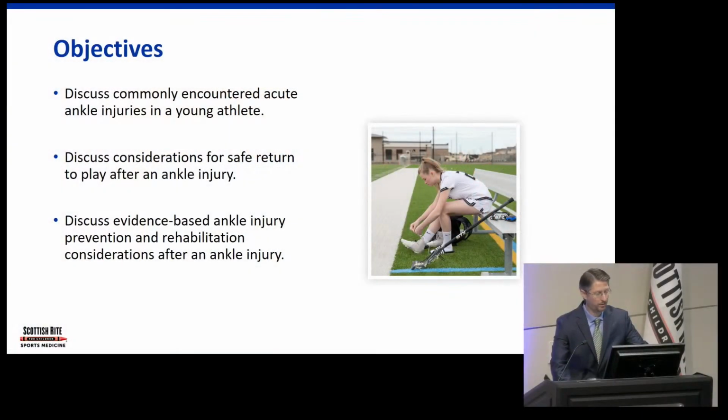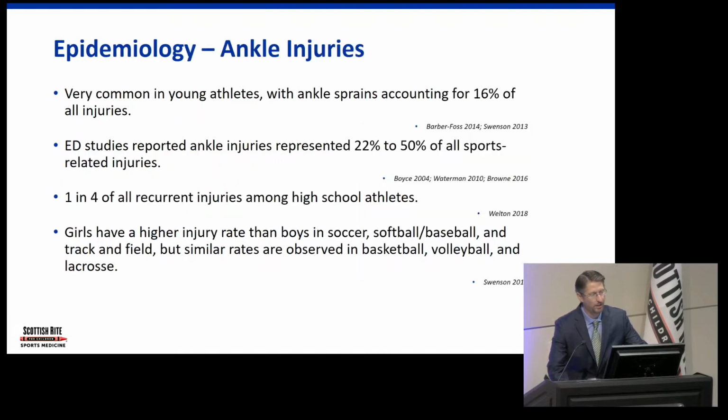So today we're going to talk a little bit about acute ankle injuries. I unfortunately don't have anything to disclose. Our objectives: we're going to discuss commonly encountered acute ankle injuries in a young athlete, discuss considerations for safe return to play following an ankle injury, and talk about prevention and rehabilitation following an ankle injury.